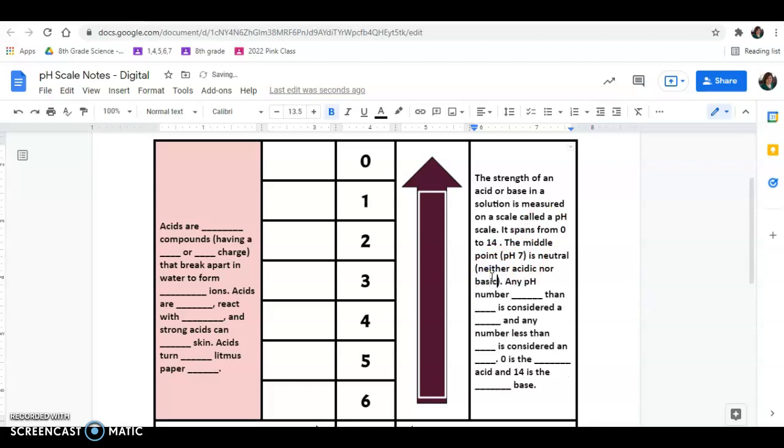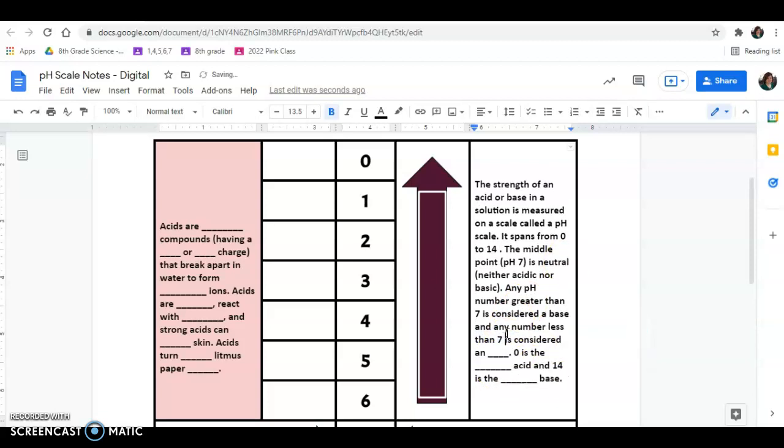Any pH number that is greater than 7 is considered to be a base. Any number that is less than 7 is considered to be an acid. 0 is going to be the strongest acid, and 14 is going to be the strongest base.